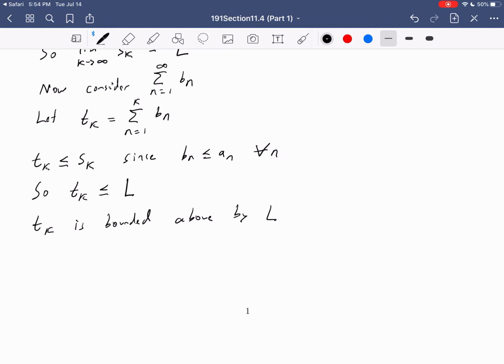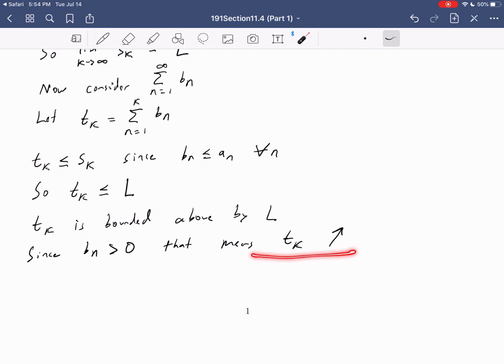Well, for sure. Since B sub n is always greater than 0, all the terms are positive, that means T sub k is strictly increasing. Why is that? Well, if the terms are always positive, then adding more and more of them is always going to make your partial sum get larger and larger. So T sub k is bounded above, and T sub k is strictly increasing. So by the monotonic convergence theorem, T sub k converges.